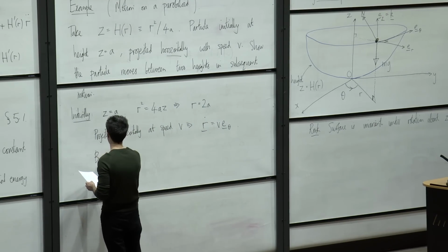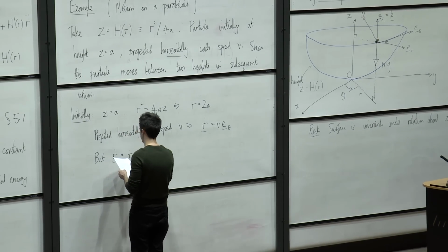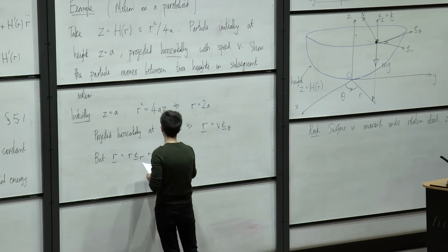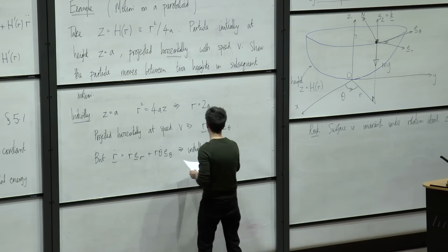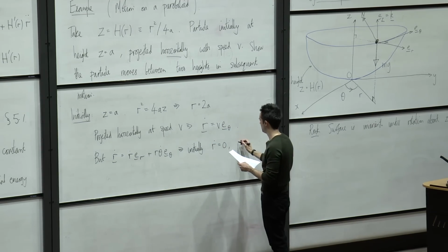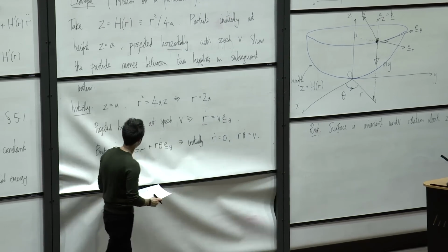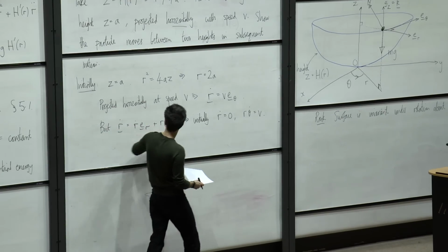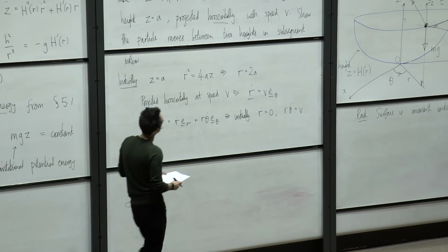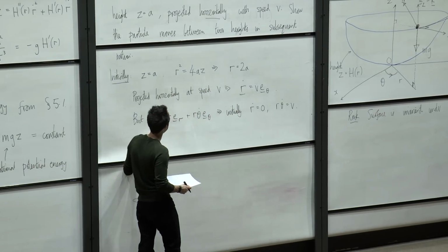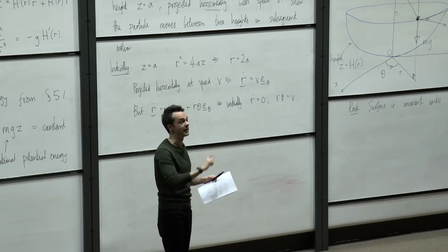Moreover, in general, we've got that vector r dot is scalar r dot e r plus r theta dot e theta. So that tells us that initially, scalar r dot is 0 and r theta dot is v, by just comparing the general expression for velocity here with the initial condition that r dot is v e theta. So scalar r dot is 0 means there's no component of velocity in the outwards radial direction.